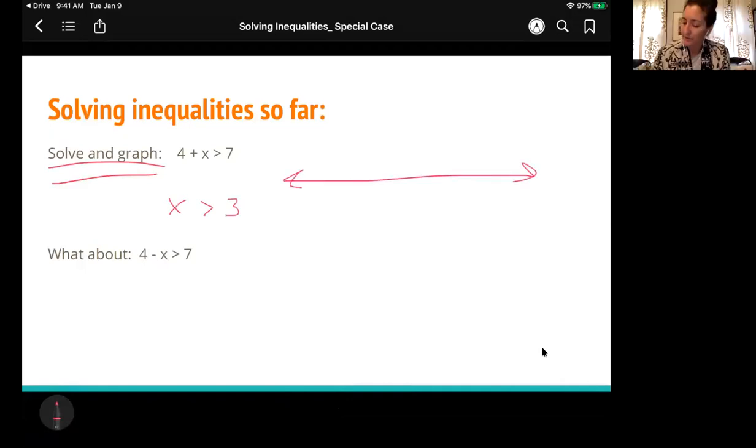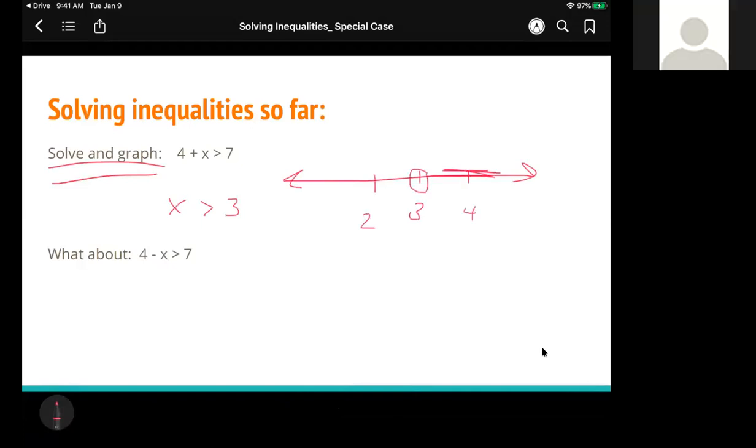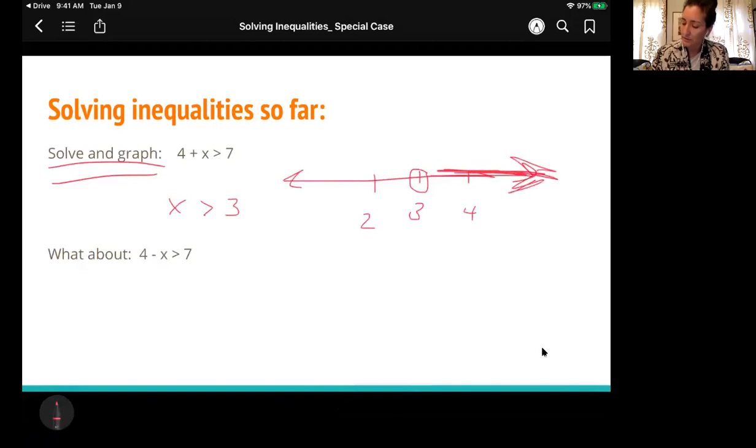Yep. So Rock, what are some numbers that would be solutions to this? 4 and on and on. Right. Yeah. So this would look like this. And something like 4, that makes sense. 4 plus 4 is greater than 7 because 8 is greater than 7. If we tried 5, 6, all of those numbers would work.